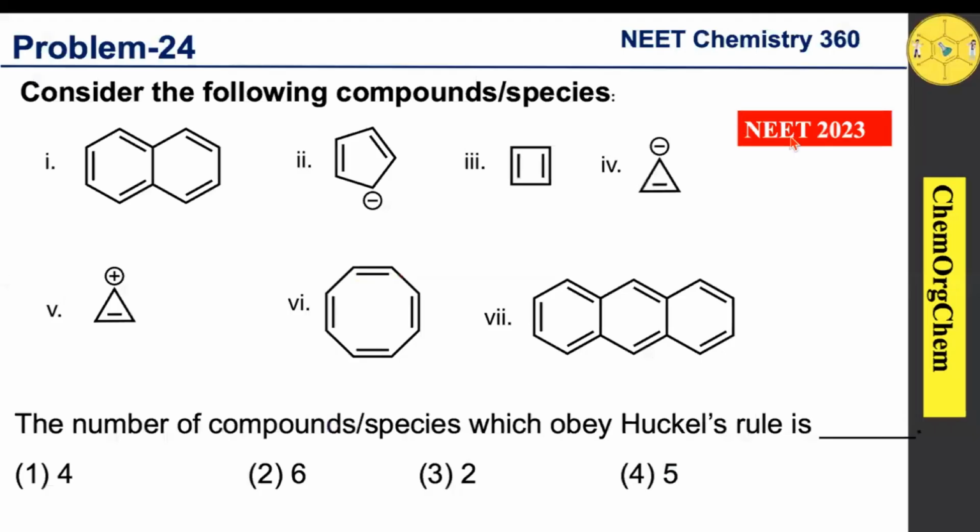So this is the problem from NEET 2023. As per this question, there are 7 compound or species structures given. We are asked to find out the number of compounds or species which obey Huckel's rule. Before moving to the solution, let's talk about what Huckel's rule means.